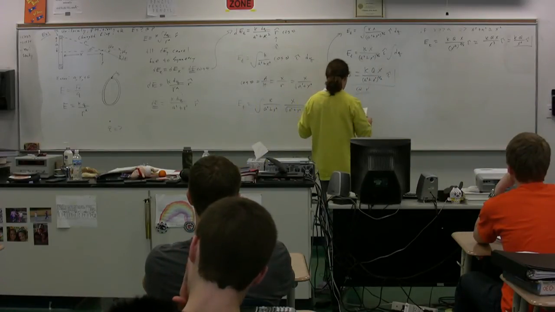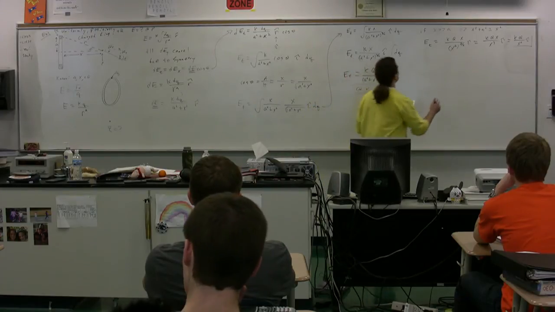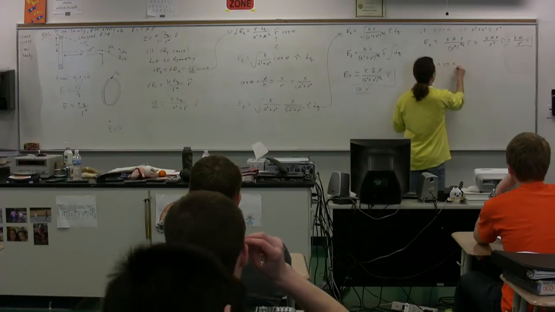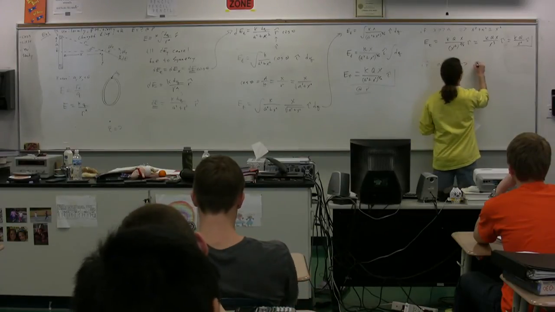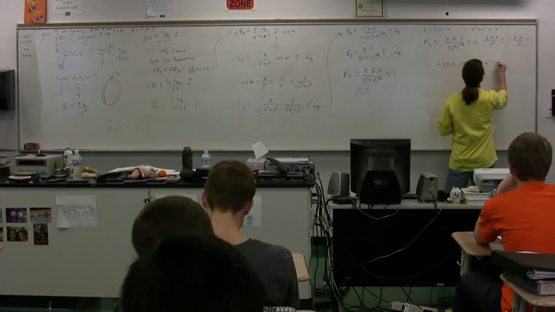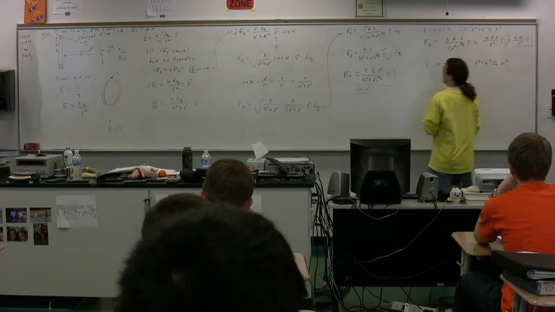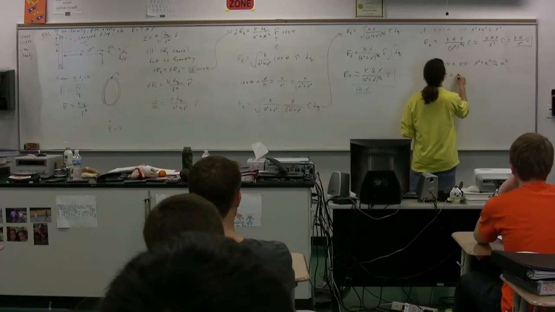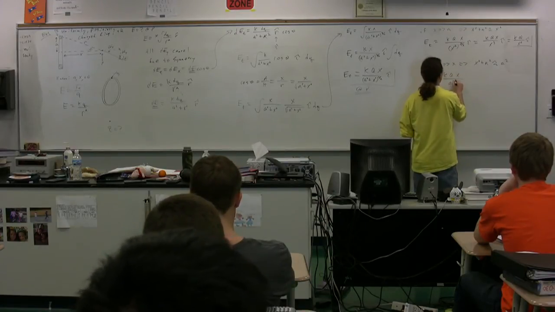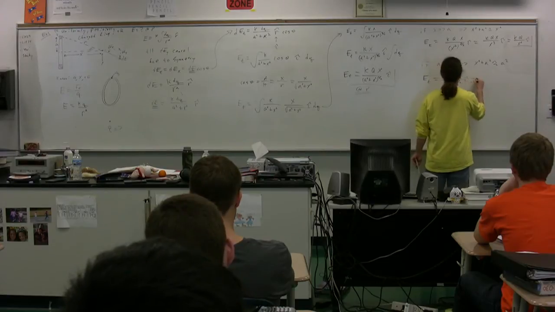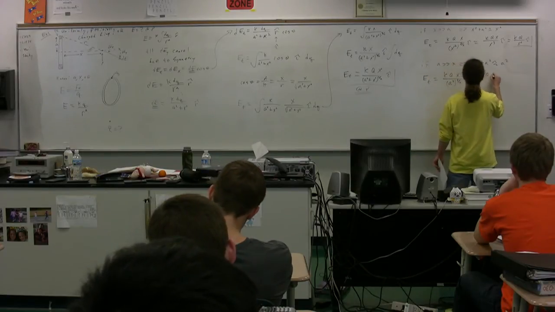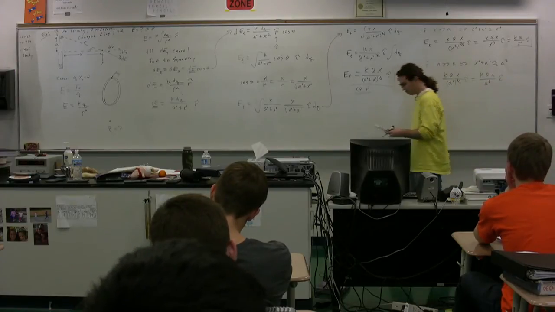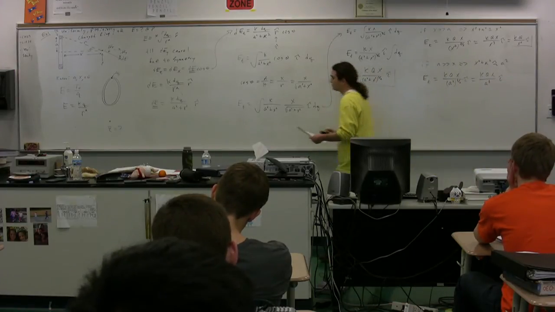Okay, what if a is much, much greater than x? Well then, x squared plus a squared is approximately equal to a squared. Well then, the electric field total is going to be equal to kq times x divided by a squared to the 3/2 power in the i direction, which is going to be equal to k times q times x over a cubed in the i direction. Okay.